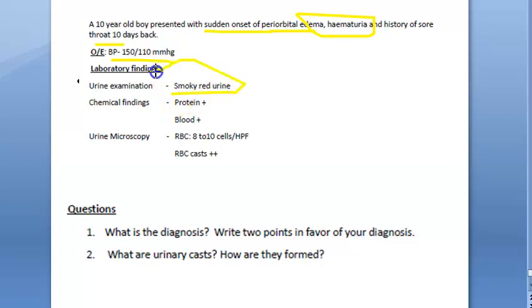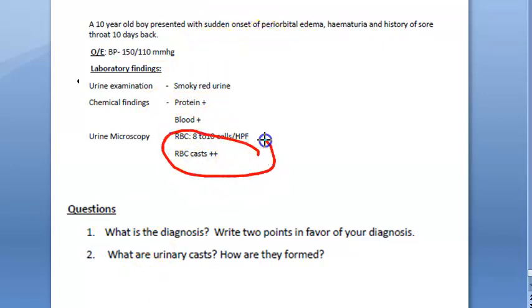Smoky red urine. So, there is hematuria. There is blood in urine. Protein is more in the urine. Blood is in the urine. Okay, then there are RBC casts. So, look at this. RBC casts. RBCs in the blood. Blood in the urine.